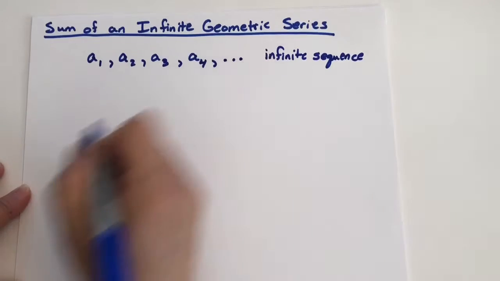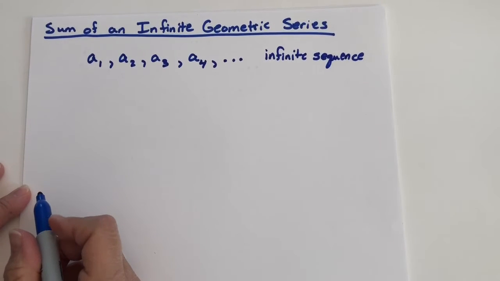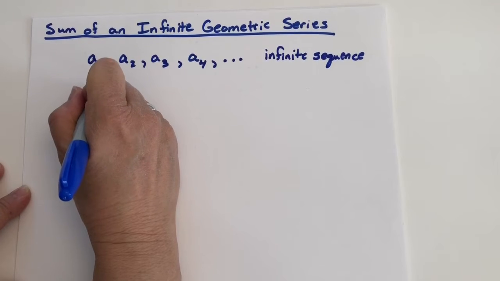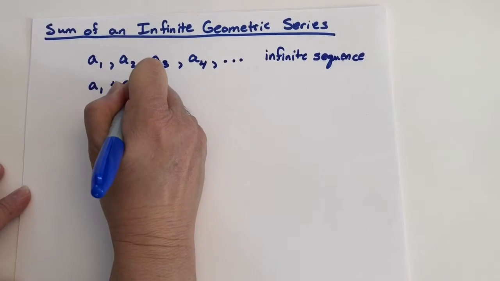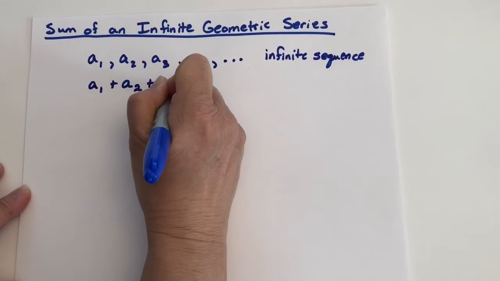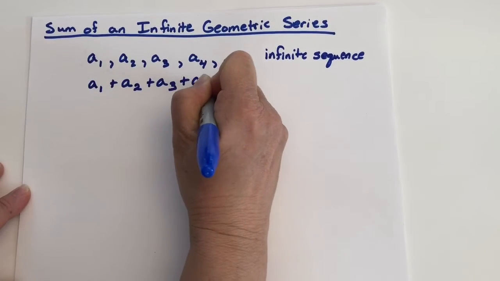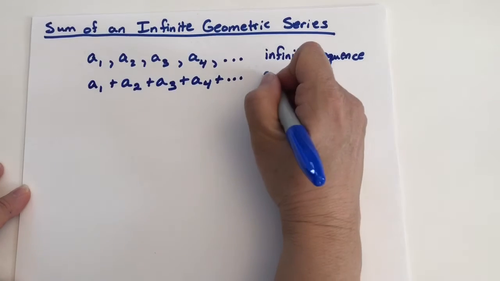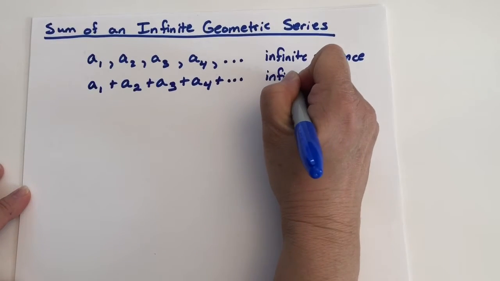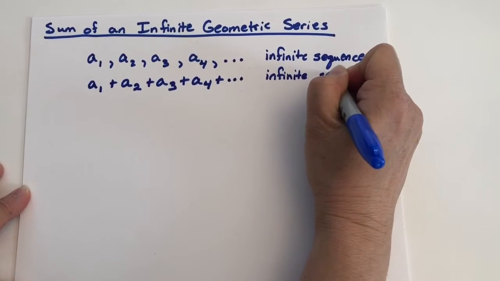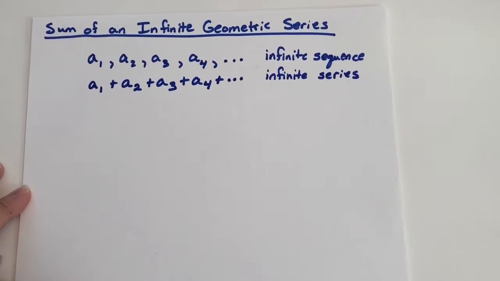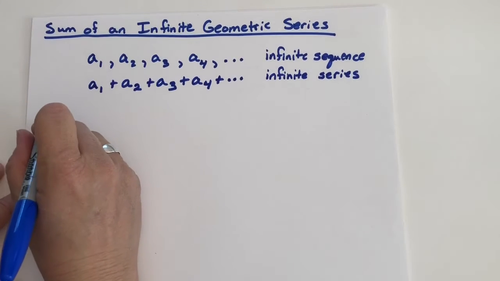Well, if we take the sum of the terms of a sequence, we would call it a series. So a sub 1 plus a sub 2 plus a sub 3 plus a sub 4 plus, and continuing, would be called an infinite series. Now, what we're going to be talking about is an infinite geometric series. So let's look at an example.